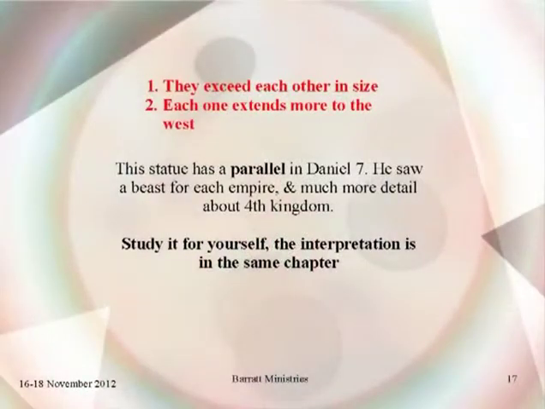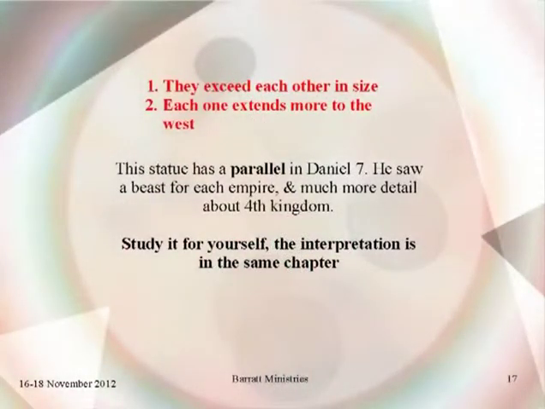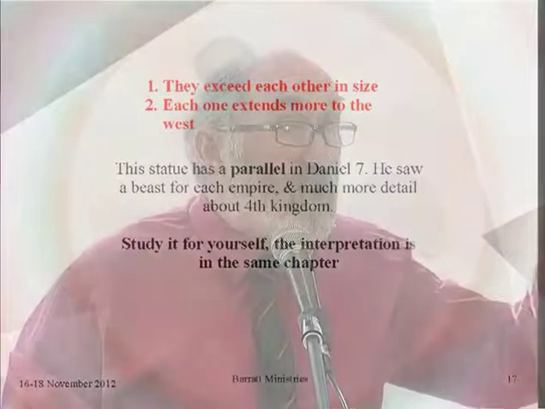Now, I can't go into it, but the statue has a parallel in Daniel 7, because then instead of seeing a statue, he saw beasts, a lion, a bear, etc. So what I'm going to do, with each empire, I'll show you the animal, and you'll have to do your own studies. I can't go into it, all right. So, let's go back again. He saw a beast for each empire, and there was much more detail about the fourth kingdom, the one we're in now. There's not a lot of detail in what we're looking at, but when you look at chapter 7, there's a lot more detail about the last kingdom, all right? So study it for yourself in the light of what we're looking at.